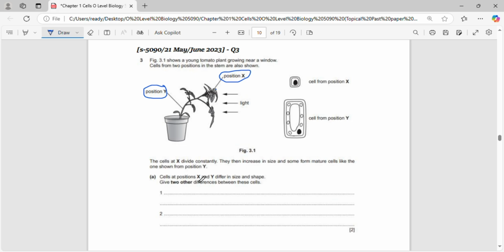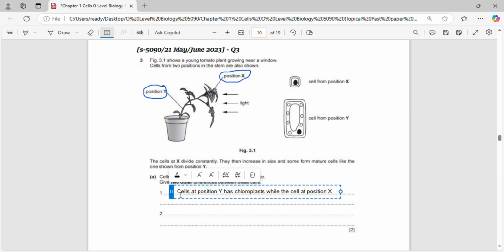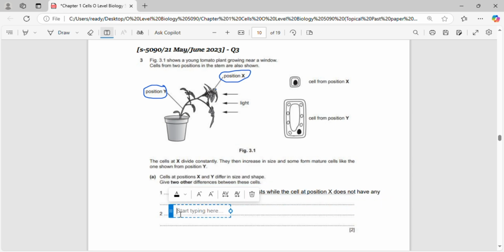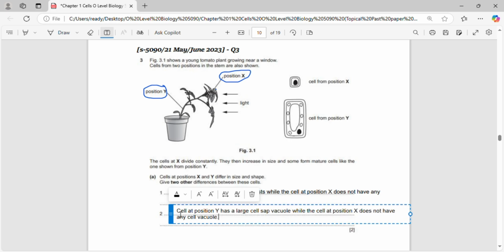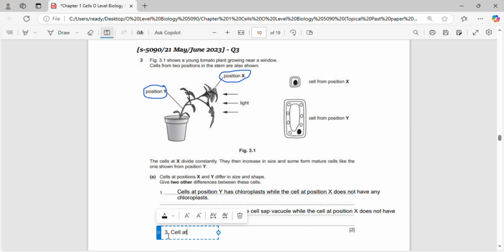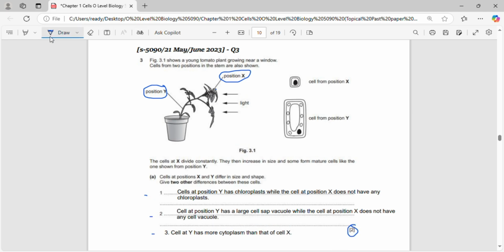As depicted in the diagram, the cells of position X are smaller, box-shaped, and contain only a nucleus. In contrast, the cells of position Y resemble typical plant cells, with a nucleus, other organelles, and appear turgid. Now, we need to provide two additional differences. So, we will write that the cell of position Y contains chloroplasts, while the cell of position X lacks chloroplasts. And the cell of position Y has a large, prominent central vacuole, while the cell of position X does not. Additionally, you can also note that the cytoplasmic area in the cell of position Y is larger than in the cell of position X. You can include any two of these points to earn the full 2 marks.